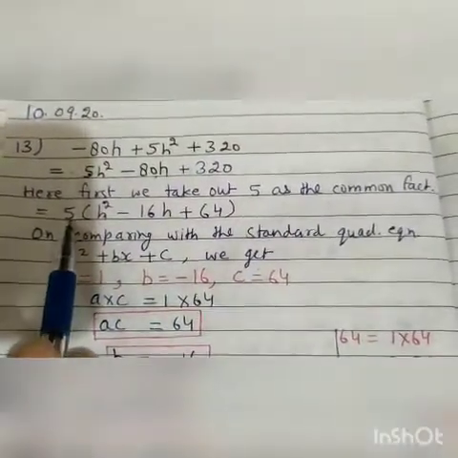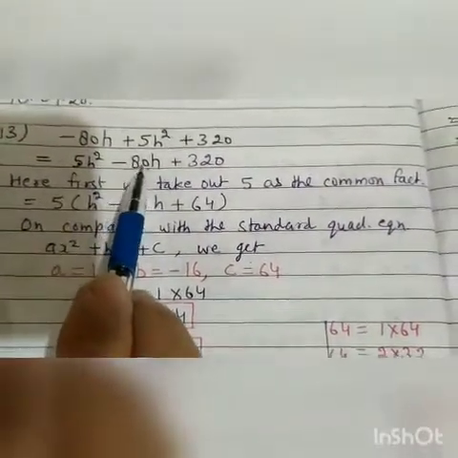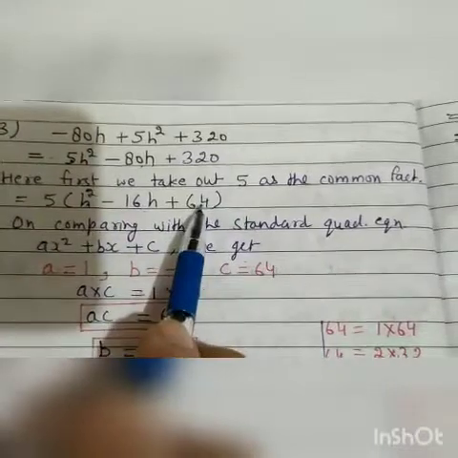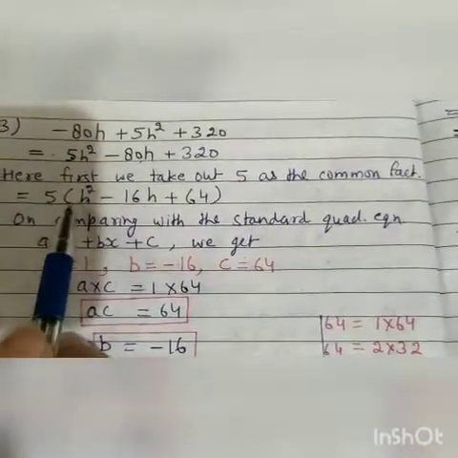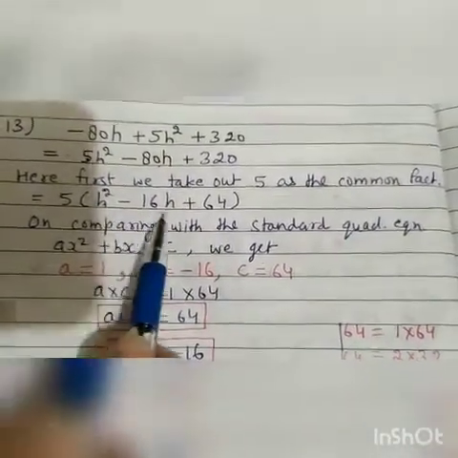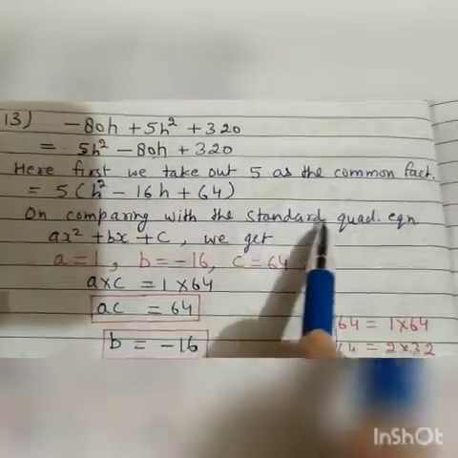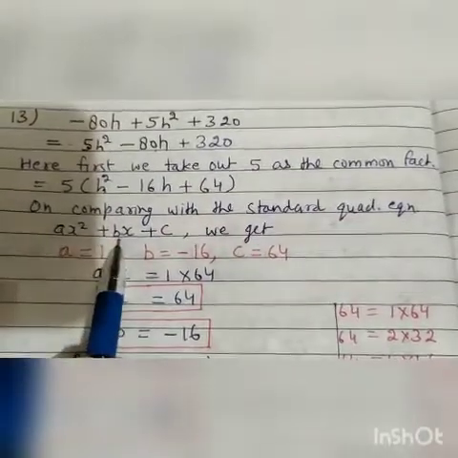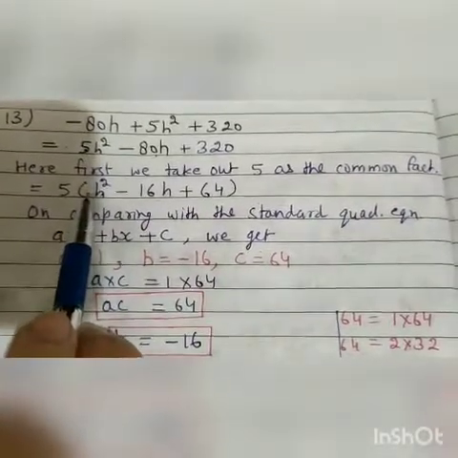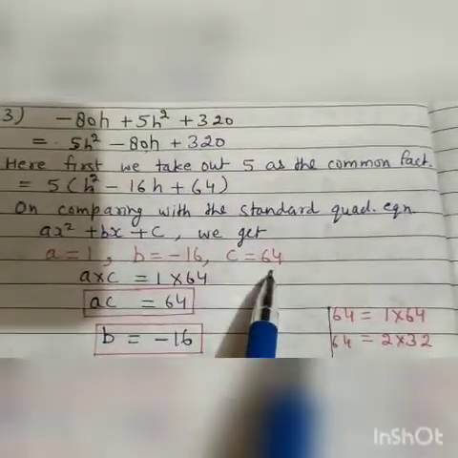When we take 5 as common factor, we have here h square minus 16h plus 64, so we have 5 into h square minus 16h plus 64. Now we will compare this quadratic equation with the standard quadratic equation, ax square plus bx plus c. We get a is equal to 1 because the coefficient of h square is 1, then b is equal to minus 16 and c is equal to plus 64.